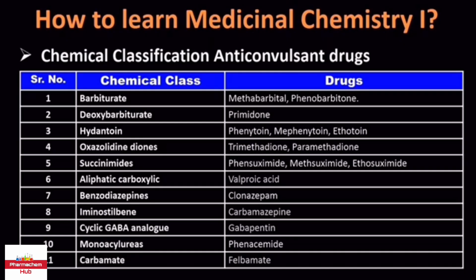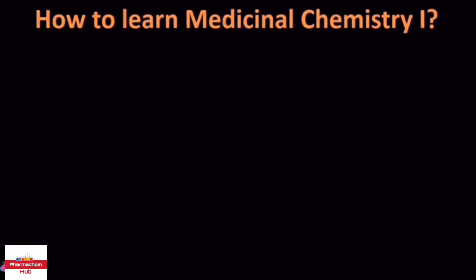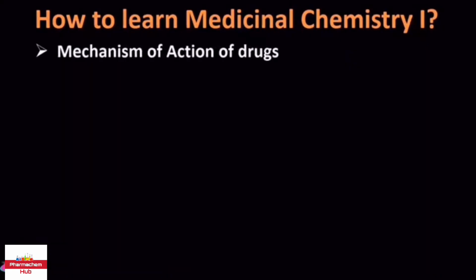And then on the basis of their nucleus present, you can classify them on the basis of chemical structure. Then the second thing you have to learn in medicinal chemistry 1 is the mechanism of action of drugs. How they produce their pharmacological activity, that you have to explain here, which will be the same in pharmacology and medicinal chemistry. As you have the same syllabus in pharmacology and medicinal chemistry 1, it's very easy to learn all the mechanisms of action.